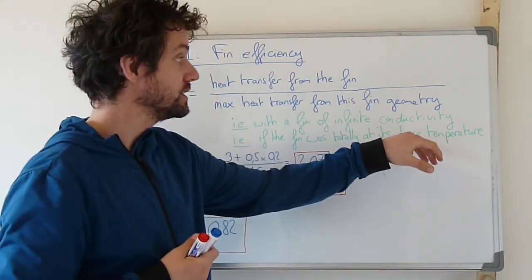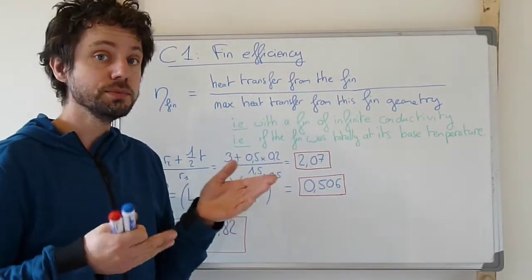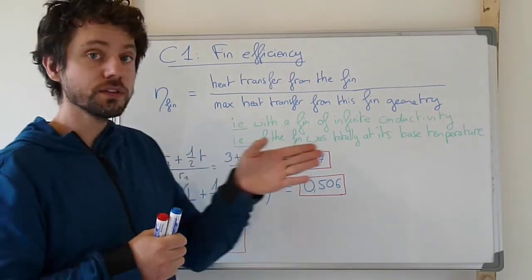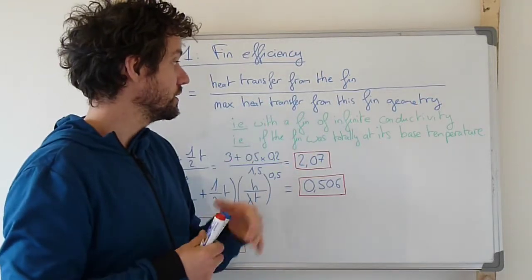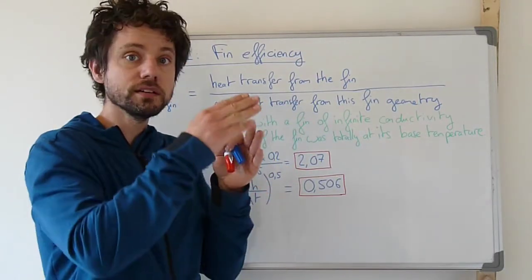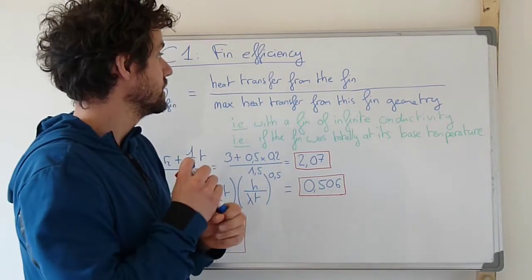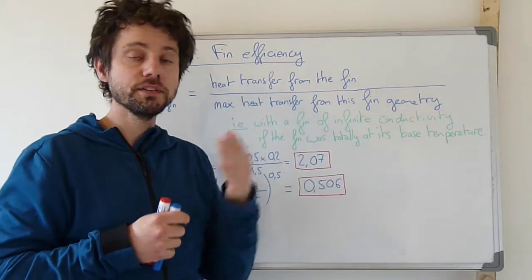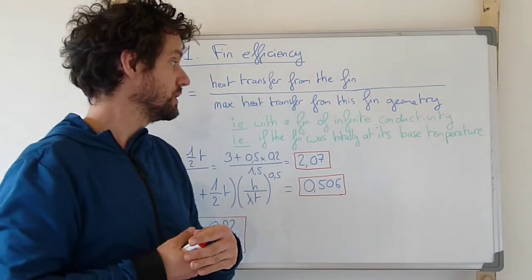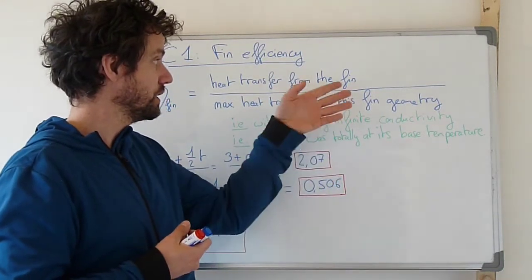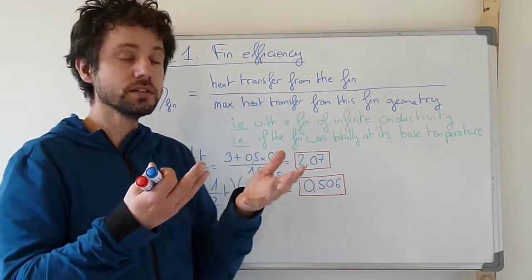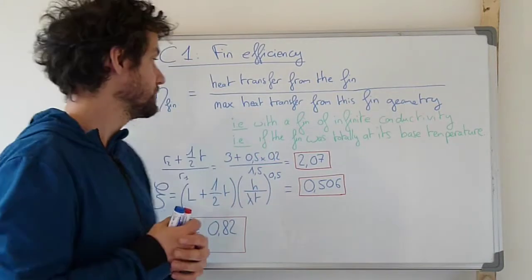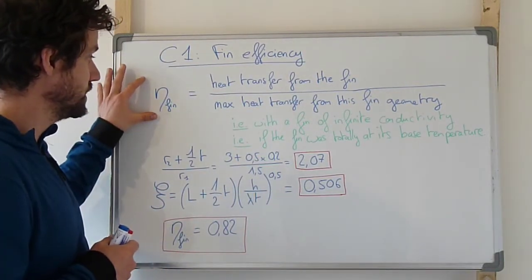And this is not the case, because in reality we have conduction across the fin that will decrease the temperature of the fin. So at the tip of the fin we don't have the same temperature as at the base. But here we have at the denominator the maximum heat transfer if the fin was totally at the same temperature as the base. So that's the definition of the fin efficiency.